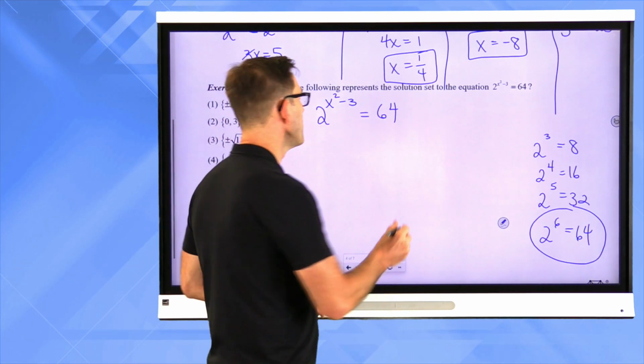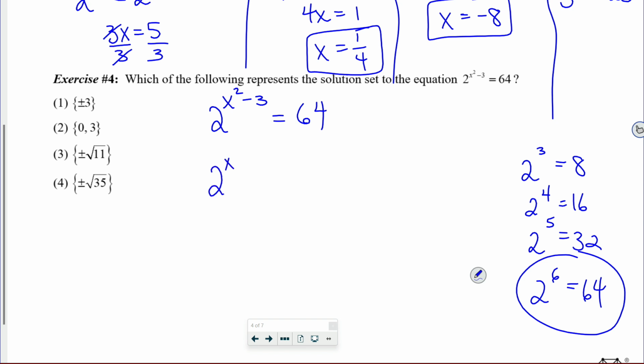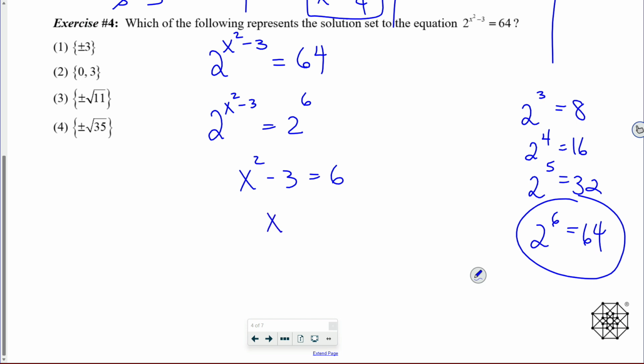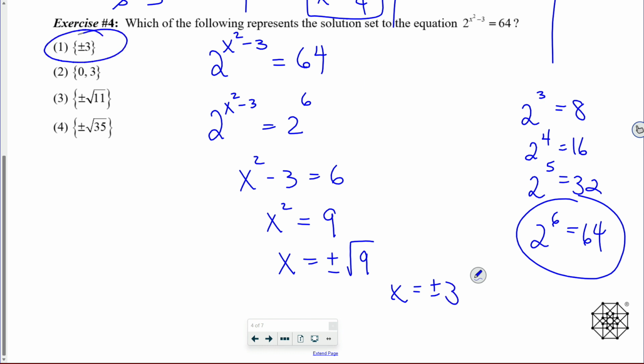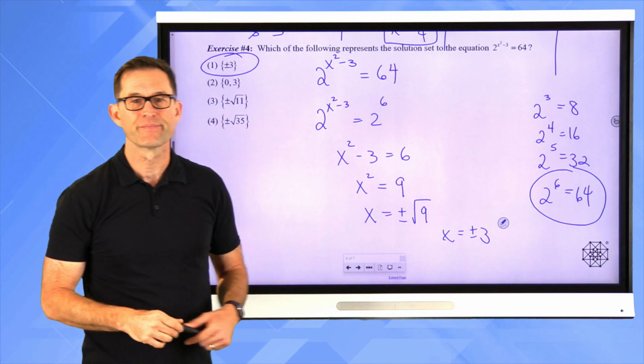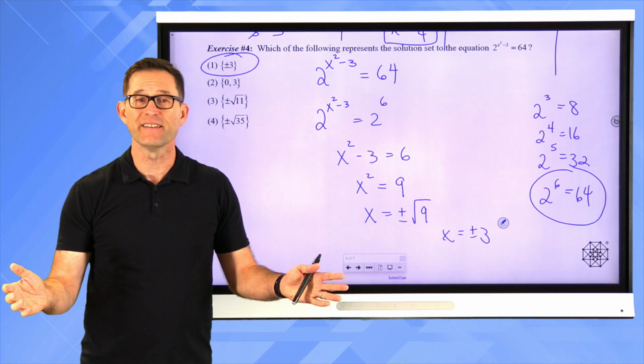So I'm going to rewrite this as 2 to the x squared minus 3 is equal to 2 to the 6th. I can now say that x squared minus 3 is equal to 6, which tells me that x squared is equal to 9, which tells me x must be plus or minus the square root of 9, and that means x must be plus or minus 3. Choice 1. All right, and that's it, right?